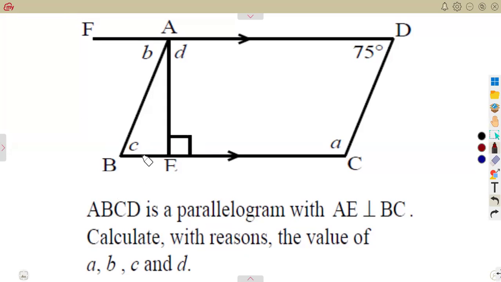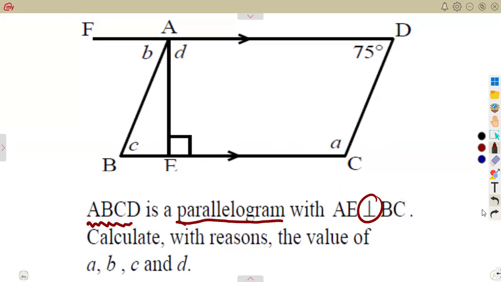The first question in this exercise is that ABCD is a parallelogram. So we have to consider the properties of a parallelogram in order to answer the questions that follow. All right, then from there we are also given that AE is perpendicular to BC.